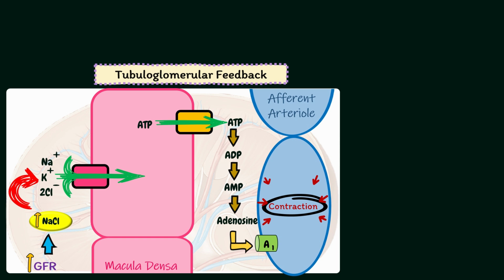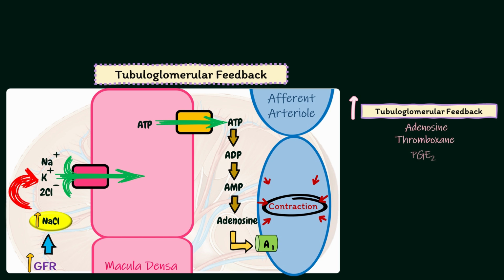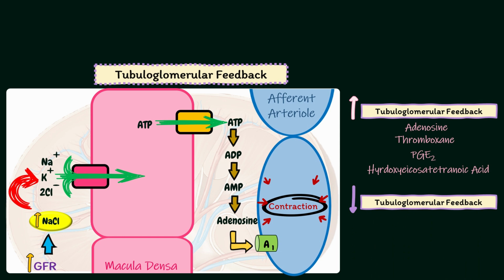There are several other factors which increase or decrease the sensitivity of tubuloglomerular feedback. Factors increasing the sensitivity of tubuloglomerular feedback are adenosine, thromboxane, prostaglandin E2, and hydroxyeicosatetraenoic acid. Factors decreasing the sensitivity of tubuloglomerular feedback are atrial natriuretic peptide, prostaglandin I2, cyclic AMP, and nitric oxide.